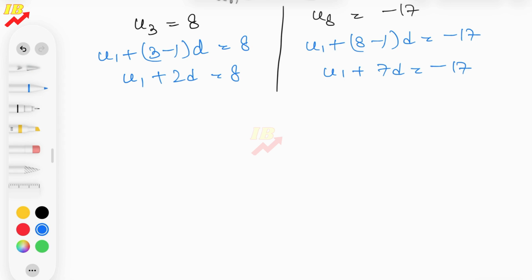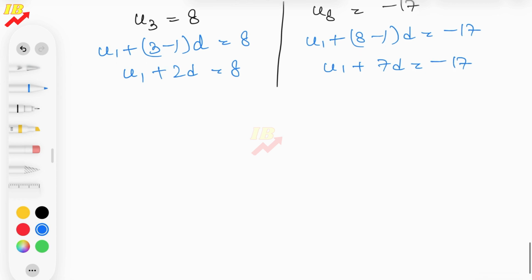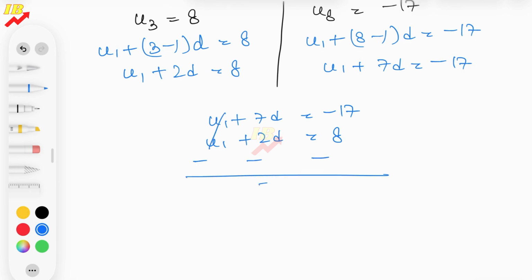Either method will work. Either you use the elimination method or substitution. My favorite is elimination, so I am trying it with the elimination method. I am much more confident in doing that. If you are not confident in elimination, go with substitution, my dear. Okay, so just eliminate this, change the sign. You are getting 5d in here, and this is going to give you negative 25. d then comes out to be negative 5.